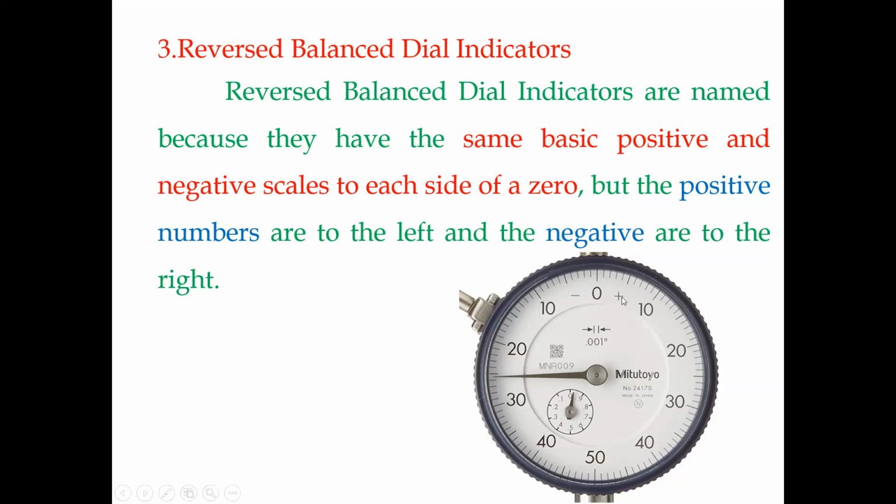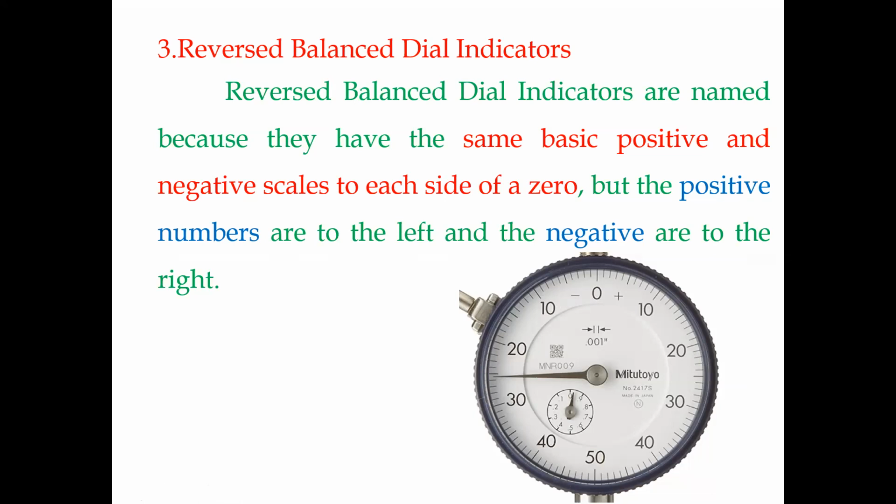But if you observe this picture, the positive is again represented to the right. Therefore, the positive is to be here and the negative to be here. On the right side, negative figures are marked. On the left side, positive figures are marked. That is the reason why it is called a reversed balanced dial indicator.